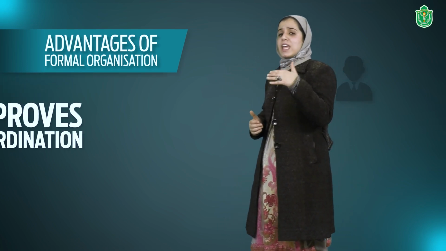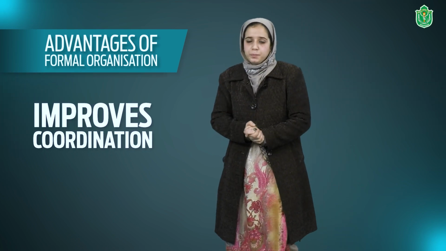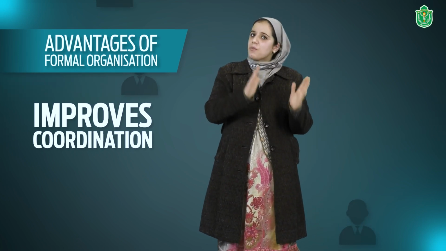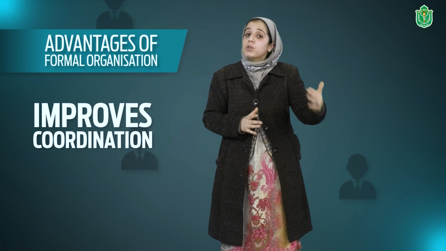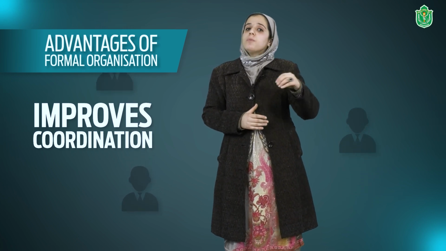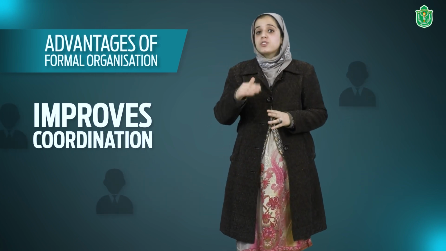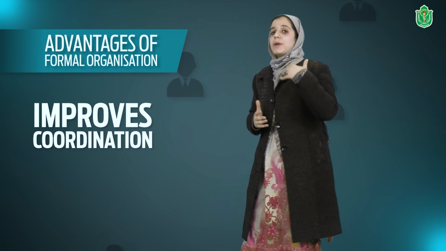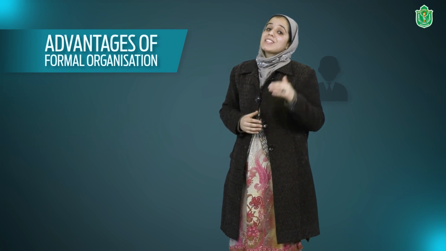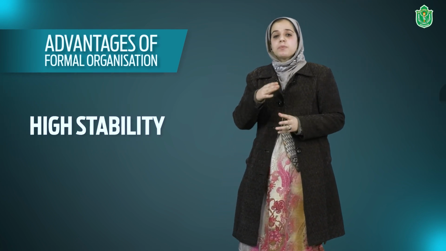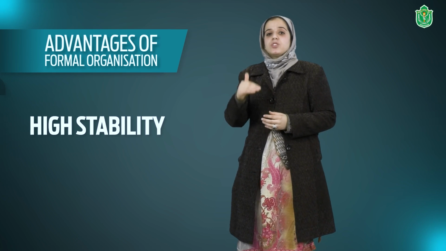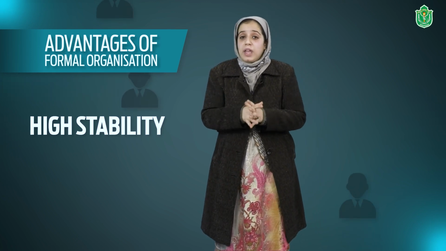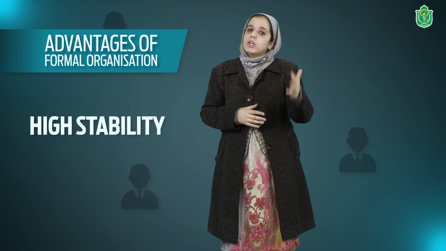Then it helps in better coordination. This formal structure will help in better coordination because every individual in the organization knows from whom he has to take orders and to whom he is accountable. Fine? So it will help in the better coordination. Then there is high stability. It provides stability to the enterprise because we can predict the behavior of the individuals in the organization.